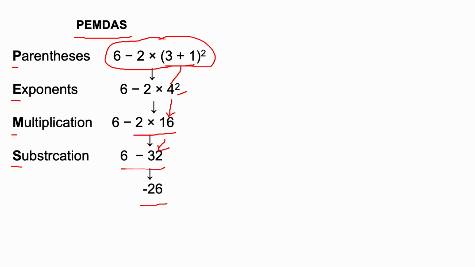PEMDAS: parentheses, exponent, multiplication and division, whichever comes first. If multiplication is first, you do multiplication. If in any example division comes first, you do the division, again as you move from left to right, and then addition and subtraction, again whichever comes first. If addition comes first, you do addition. If subtraction comes first, you do subtraction as you move from left to right. All the time it will give you the right answer.